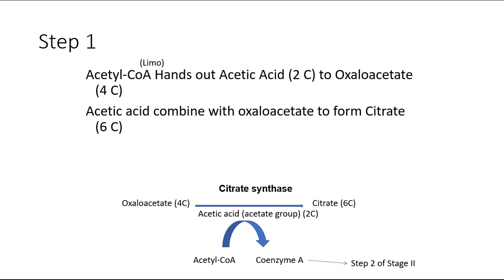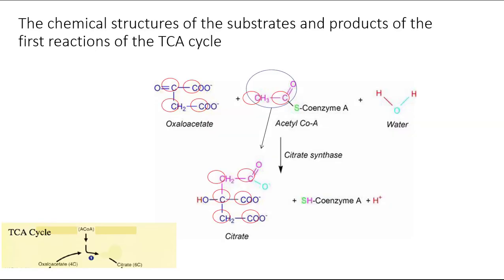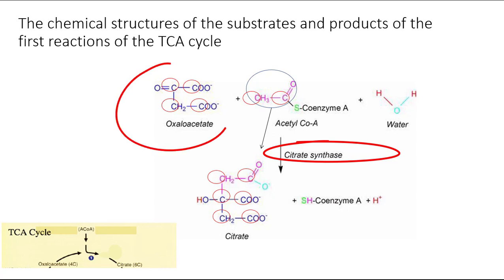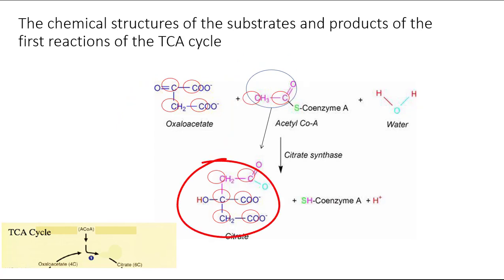Step 1, or reaction 1, involves the donation of a 2-carbon acetyl group from acetyl coenzyme A that combines with the 4-carbon oxaloacetate intermediate to form citrate in the citrate synthase reaction. This is the chemical structure of the substrate and product of the first reaction. The first reaction, catalyzed by citrate synthase, is important as it combines a 4-carbon oxaloacetate and a 2-carbon molecule, acetic acid, to form a 6-carbon citrate.